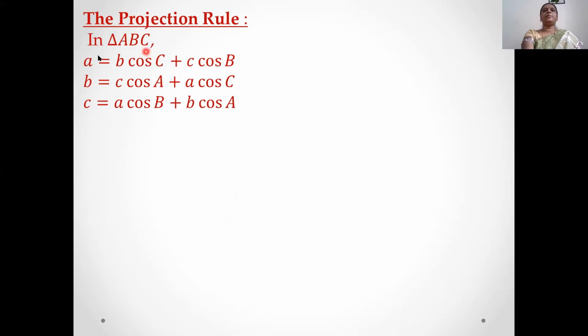In triangle ABC, a is equal to b cos C plus c cos B. b is equal to c cos A plus a cos C. And c is equal to a cos B plus b cos A. Now let's see the proof.